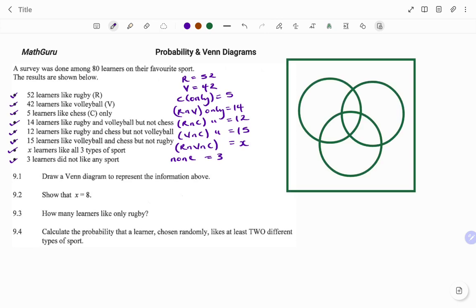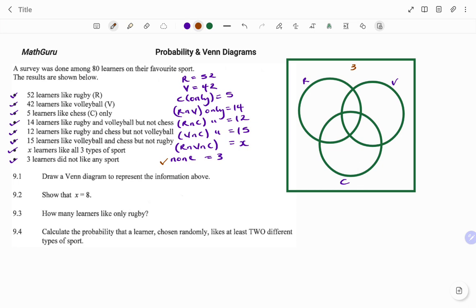I'm going to start. I've been able to draw 3 rings, circles representing each of the sports. So I have R for rugby, V for volleyball, and C for chess. The first statement I'm going to input in my Venn diagram is we've been told that 3 of the learners do not take any sports. So that 3 will be outside the rings representing each of the sports.